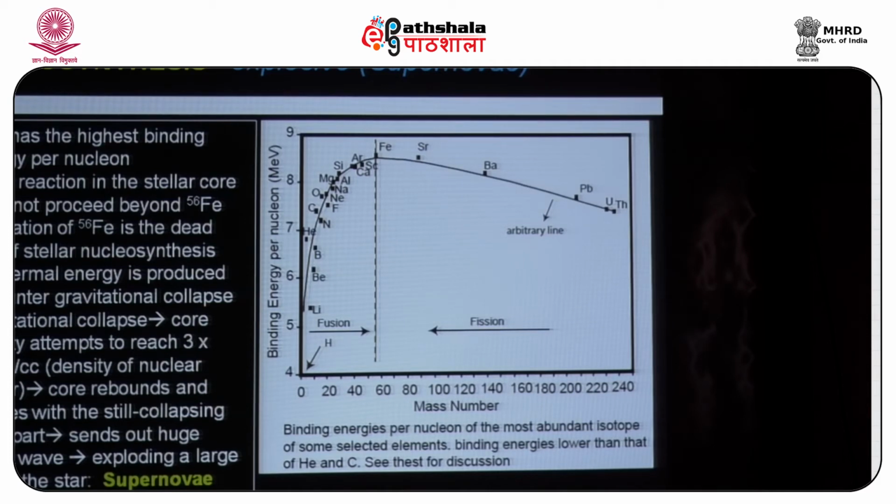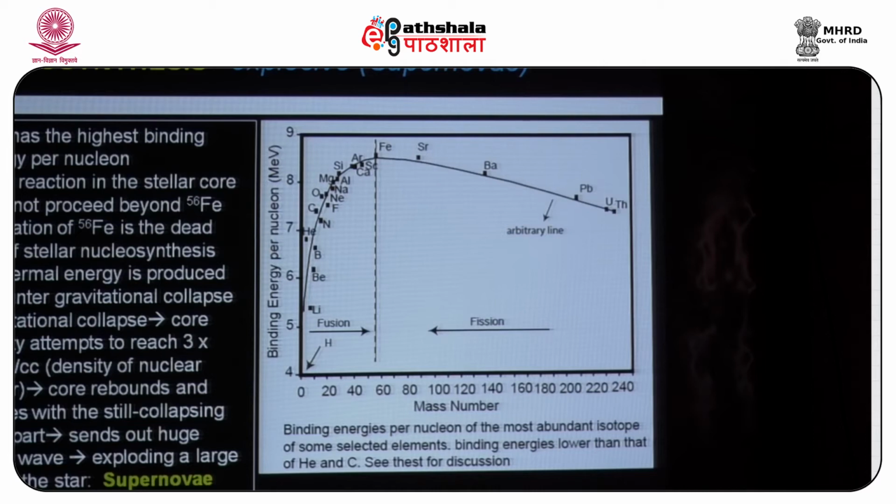of kilometers may turn out to be just 1 kilometer at the end, and the density might reach almost the nuclear density of 3 into 10 to the power 14 gram per cc. And at this point, the core rebounds and collides with the still collapsing outer part, and this generates a huge amount of shock wave, and almost the entire part of the star explodes, and this is known as a supernova explosion.